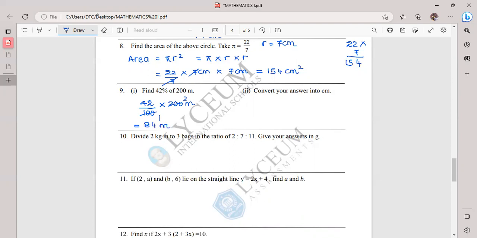And you want to convert this answer into centimeters. We know 1 meter is equal to 100 centimeters. Therefore, how do you write this answer? 84, you multiply by 100 to get the centimeter value. The answer will be 8,400 centimeters. Right, the 42%, you write 42 over 100 and you want to multiply it by 200. So then 2 times 42, 84 meters. 84 meters, you want to multiply by 100 to convert it into centimeters. So then that is 8,400.